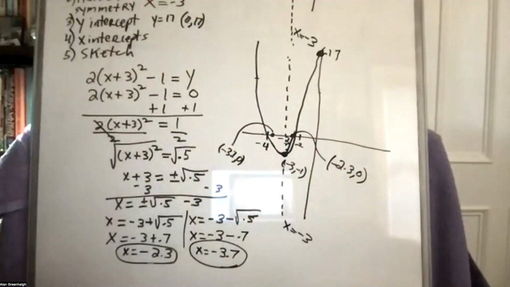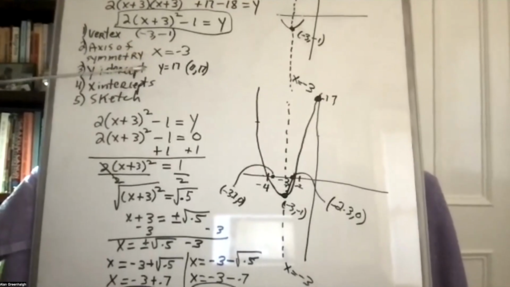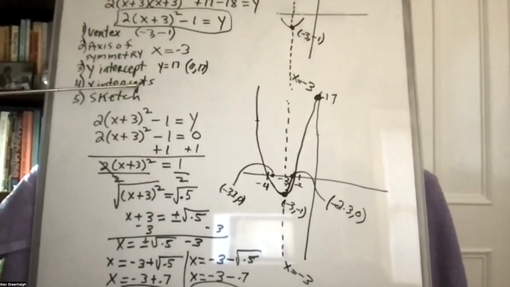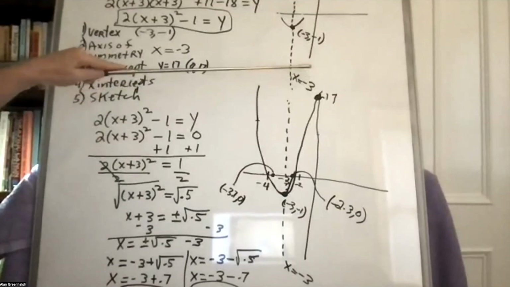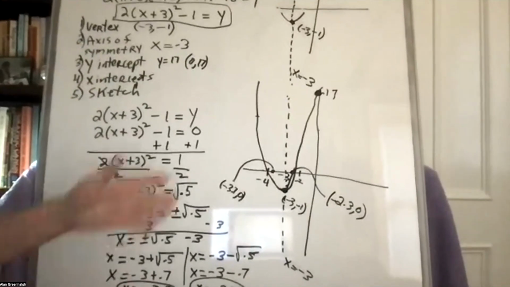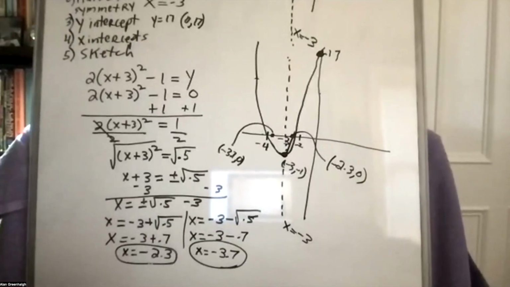And this is the complete problem. We found the vertex, we found the axis of symmetry, we found the y-intercept, we found the x-intercepts, and we sketched the graph. This is what the graph looks like, and that's exactly what the graph should look like, right there. And that will be on the test. A problem like that will be on the test. That was the homework that I gave you to do last night. Okay?